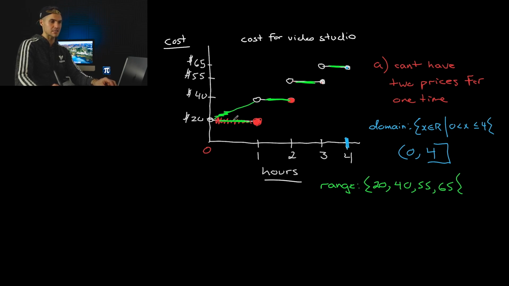So it's not going up with time. It's staying constant here up until 1 hour, and then it jumps to 40. And then it jumps to 55. There's nothing going on in between. There are no prices being charged in between. It's only those set prices of 20, 40, 55, and 65. And so we would just write the range like that. All right, so that's pretty much it for this question. Just an example where you're dealing with a real life scenario and relating it to why it has to be a function, and then finding the domain and range for it.